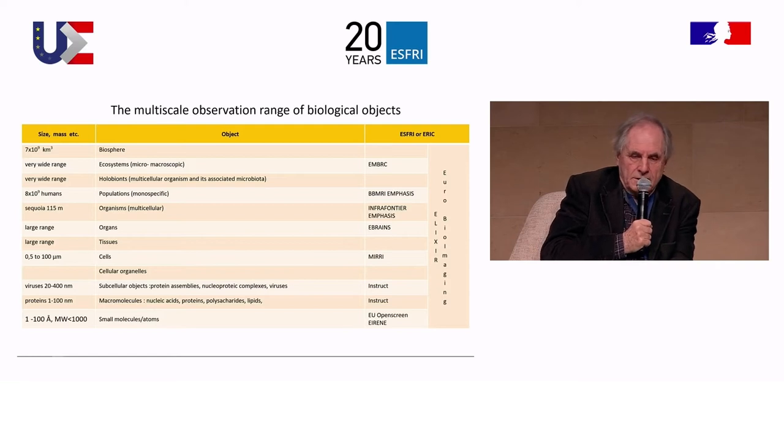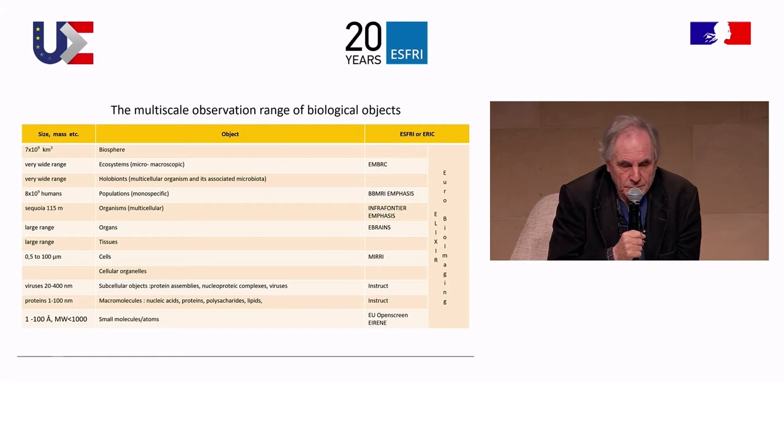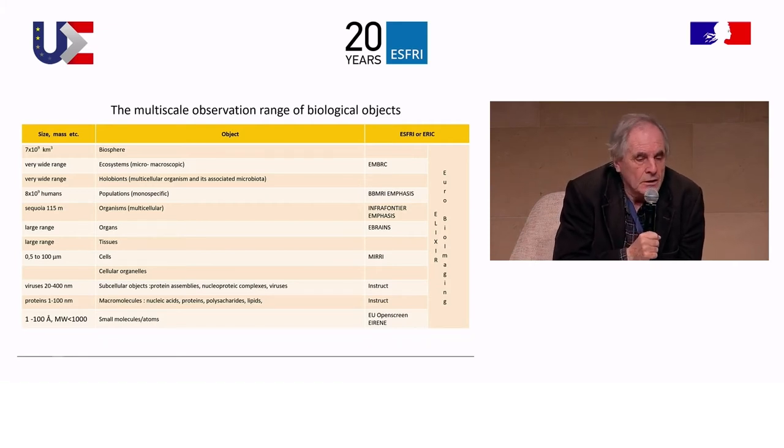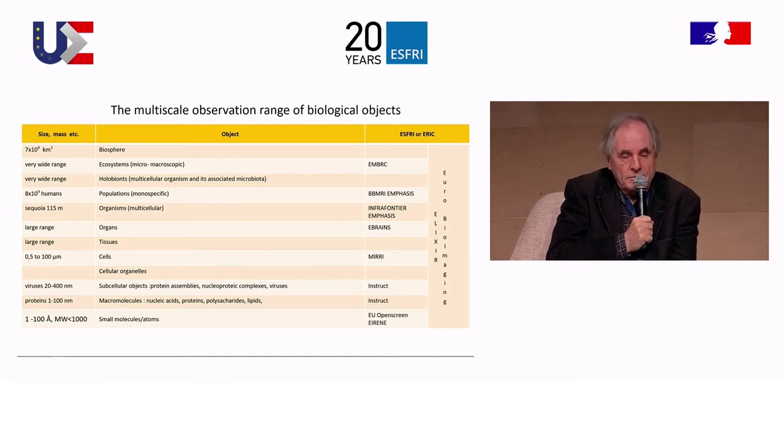And then a little bit more to the left, you have a column with the different ESFRIs that exist at present. So you have the feeling that most of the range in terms of size is covered, but this is not true, because for each range, the situation is much more complex. For instance, if we take the level of macromolecules, we have nucleic acids, proteins, polysaccharides, etc. If you take the level of subcellular objects, again, you have assemblies of proteins, nucleoproteins, things like that. And in a certain number of cases, you have the infrastructures which are there.